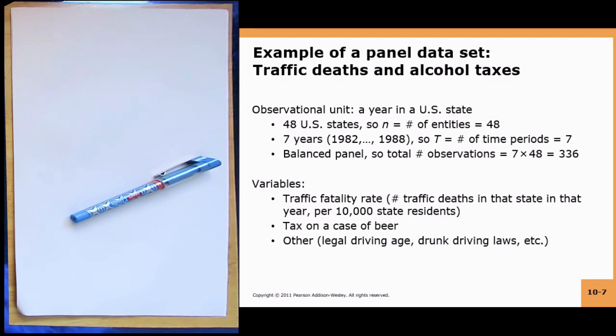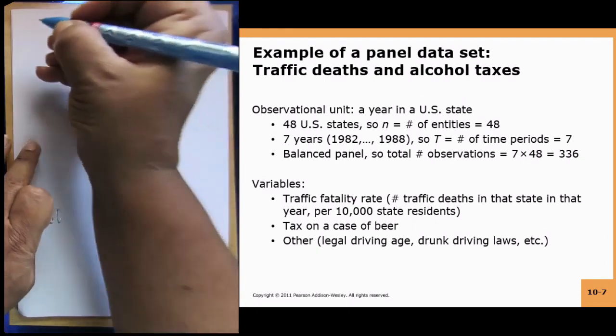So what do we do in order to see whether there is in fact a causal relationship between alcohol taxes and traffic deaths? We look at data from 48 US states, that is, the number of entities is 48, and we look at two variables from these 48 US states over 7 years. So we have data for 1982, 1983, and so on, up to 1988. So this is what the data looks like.